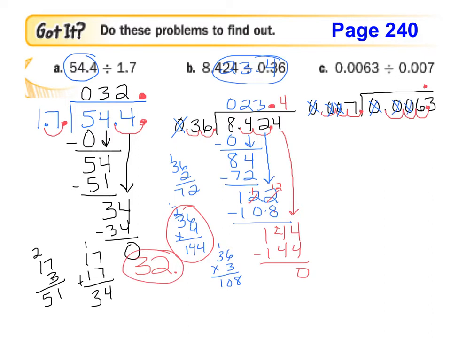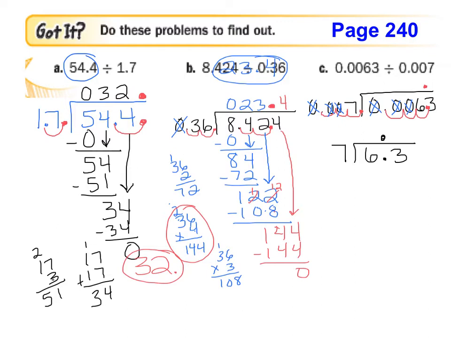It's probably a really good idea to rewrite it. So it's going to be 7 divided into 6.3. And now we can put the decimal on top. And now look at this problem that looks so complicated up here. Look how simple it really was once we used our powers of 10. So yay for powers of 10.